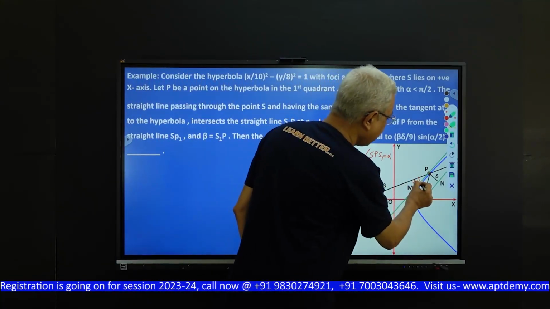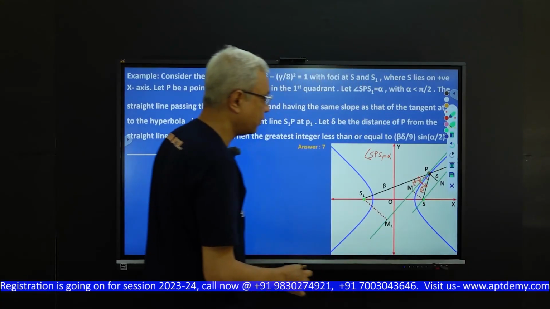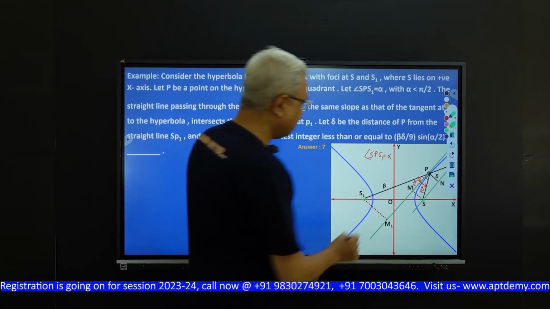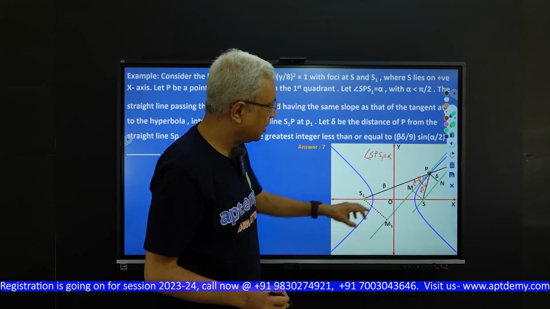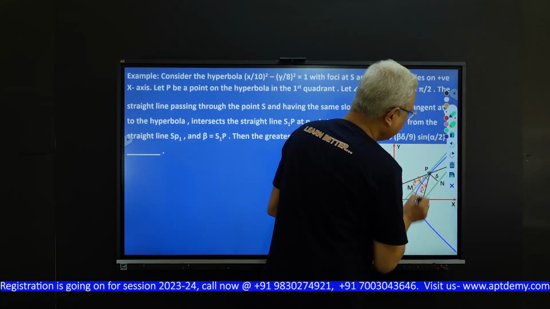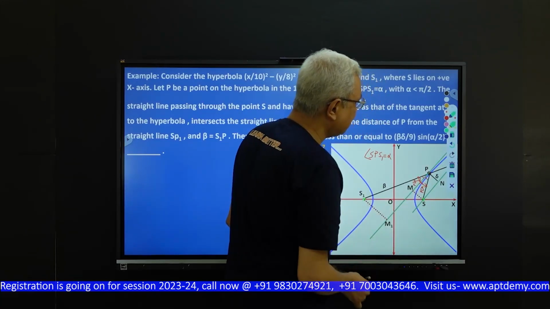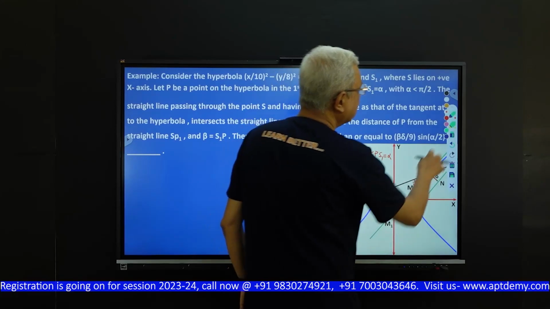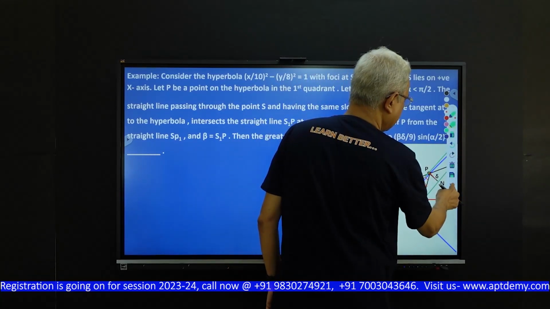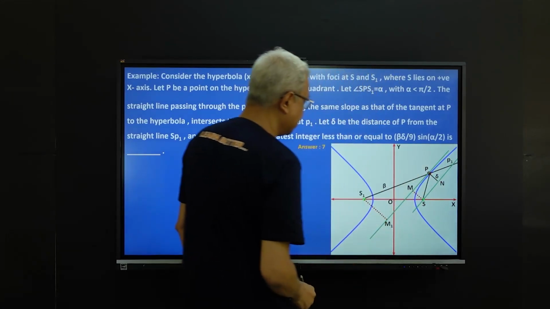So this angle is alpha by 2 and this angle is also alpha by 2. This angle is alpha by 2, this angle is also alpha by 2. Now this distance S1P is given as beta and this is delta. That means from P, if I drop a perpendicular on the line SP1, it is delta. Okay, so this is P1, so this distance is delta.